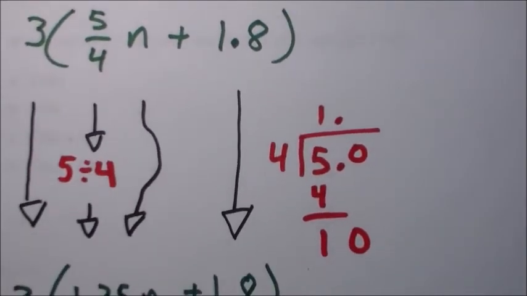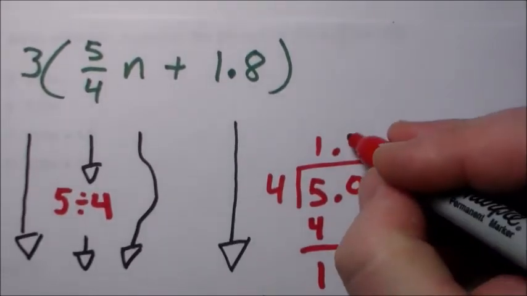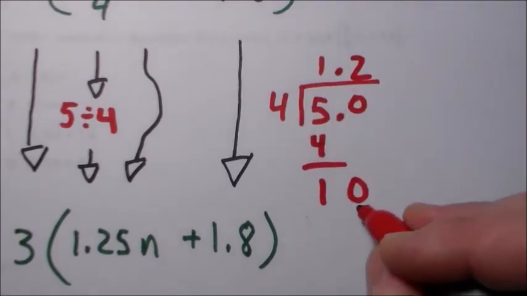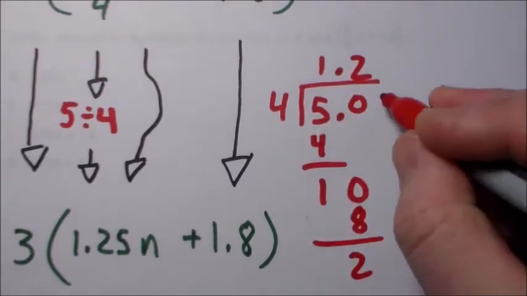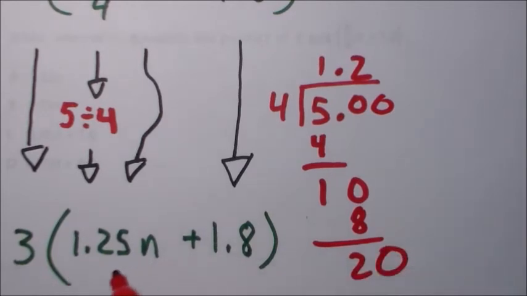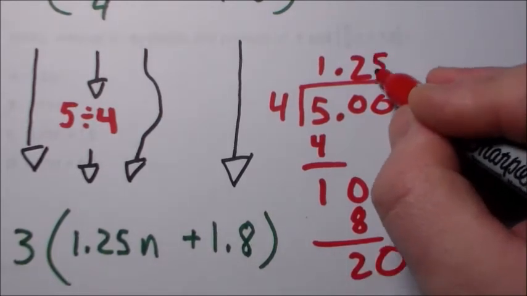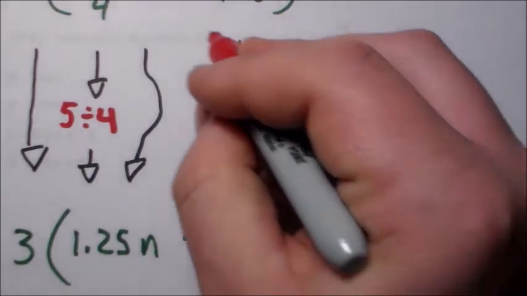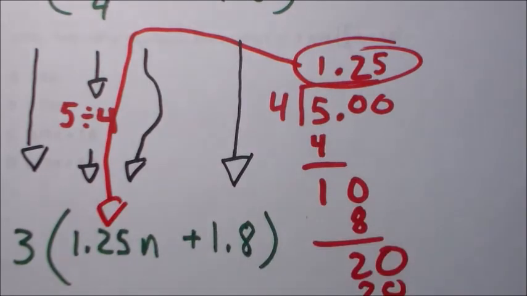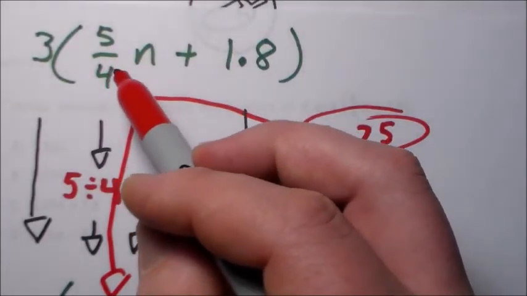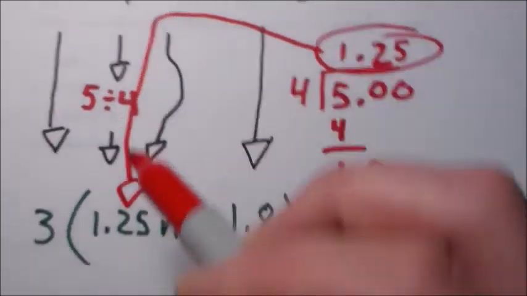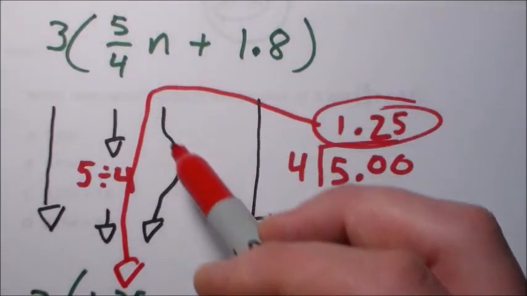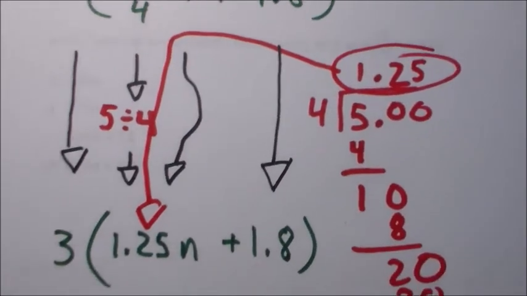4 goes into 10. Oop, can't give you the answer. 4 goes into 10 twice. Well, I guess I'm going to have to. 4 goes into 10 twice. 2 times 4 is 8. Use subtraction, get 2. Bring down another 0, and you can see it's going to be 1.25. 5 times 4 is 20, and that gives us 0, so we know that is going to go there. 5 divided by 4, 5/4 equals 1.25n. And where does the n come from? Well, don't forget the n. We've got to bring down the n, and 1.8 comes down as well.